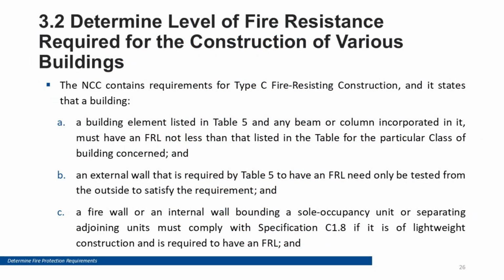Determine level of fire resistance required. Fire resistance is expressed through FRL requirements for key building elements. For Type C construction, the NCC identifies minimum FRLs for elements like walls, floors, beams, and columns, depending on building classification and where the element is located.